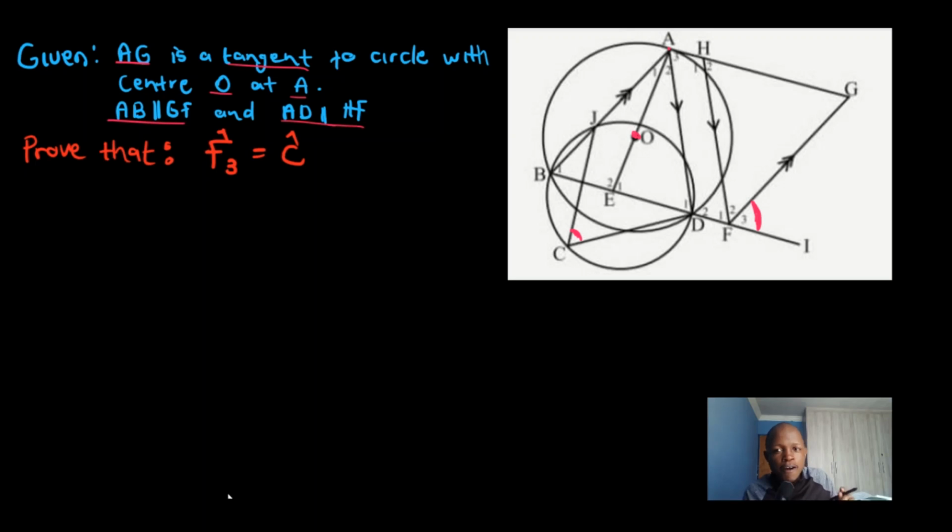So now, the first thing that I'd advise you to do is just to first find a way to see how can I move from this F3 all the way up to C? Or how can I move from C all the way up to F3? You really need to just visualize here.